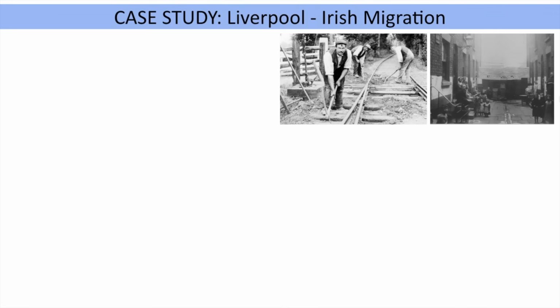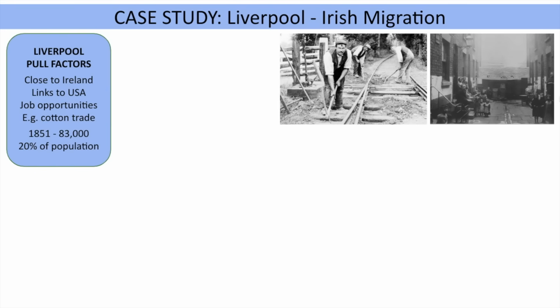So, getting into the first case study, there are two in this period. The specific reasons that people from Ireland migrate to Liverpool are that number one, it is quite close to Ireland geographically. Number two, it had links to America, and lots of Irish people planned to go to England and then go to America from there. And Liverpool has many job opportunities.